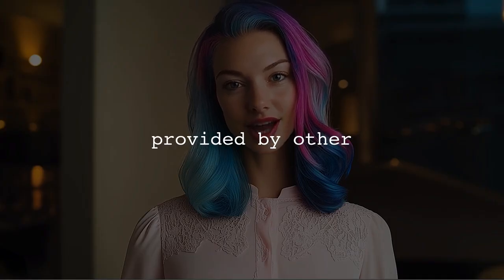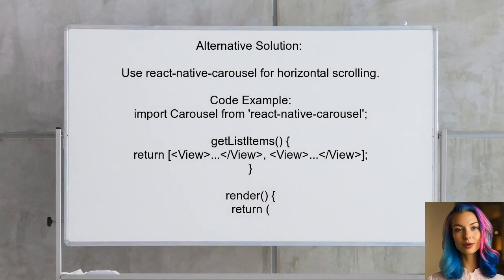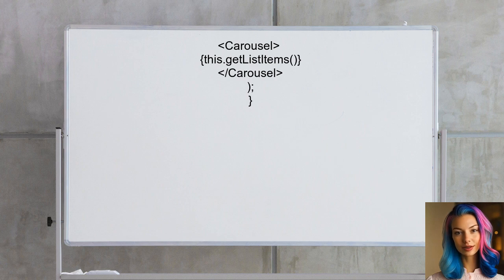Now, let's look at the answers provided by other users. An alternative approach suggested by another user is to use a library called React Native Carousel. This library can help achieve the desired horizontal scrolling effect. The user provides a simple code example to illustrate how to implement it.